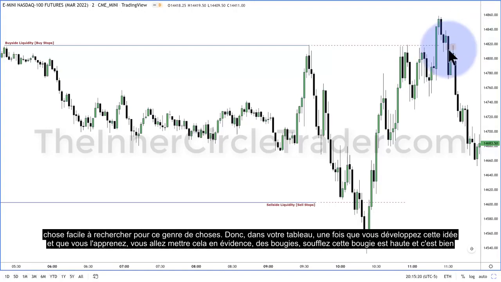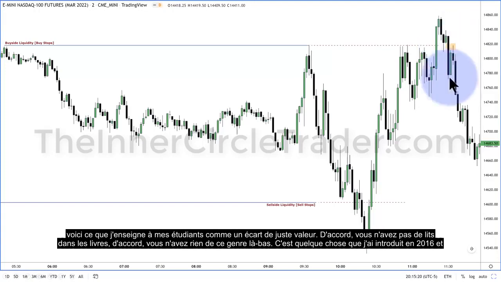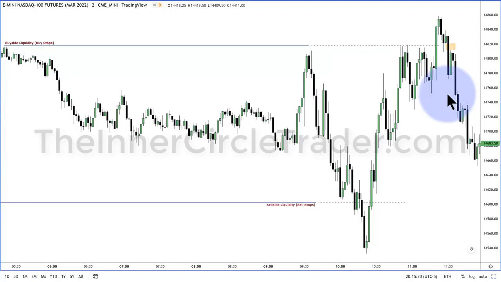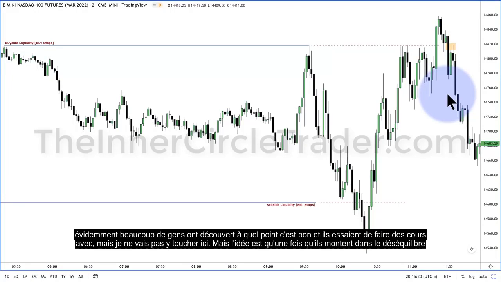So in your chart, once you're developing this idea and learning it, you're going to highlight this candle's low, this candle's high, and this right here is what I teach my students as a fair value gap. Okay, you don't have those in books. You don't have any of that kind of stuff out there. It's something I introduced back in 2016, and obviously a lot of people discovered how good it is, and they try to make courses with it. But I'm not going to touch that right here.